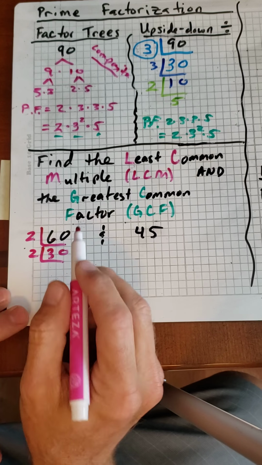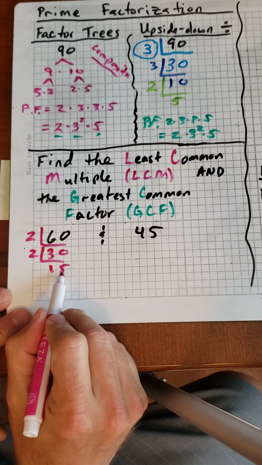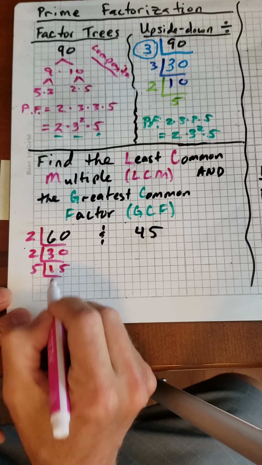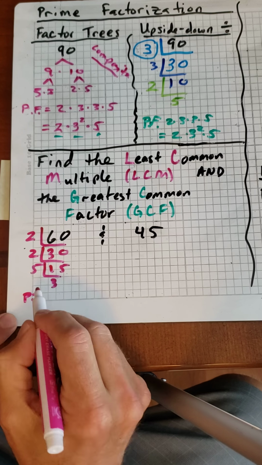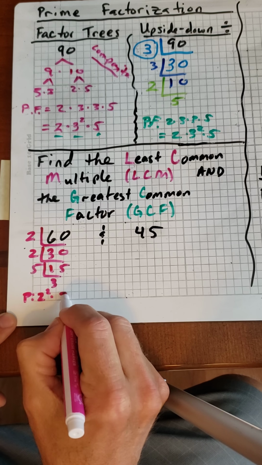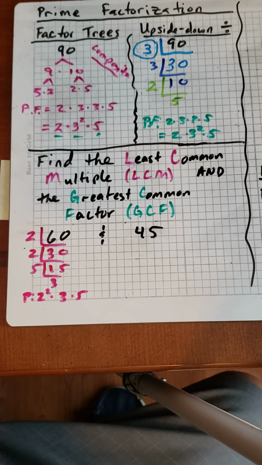So that's going to be 2 again. And so that's 2 times 15. And I go, oh, sweet, that ends in a 5. So I know that one is a 5. And 5 goes into 15 3 times. So my prime factorization here is 2 squared times 3 times 5. All right, 2 squared times 3 times 5.